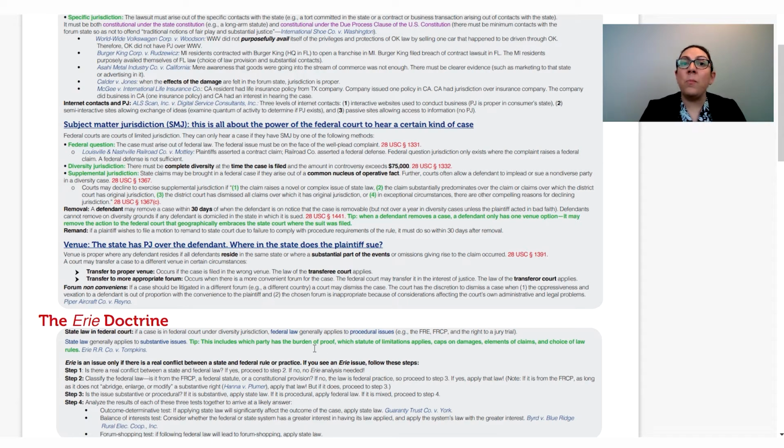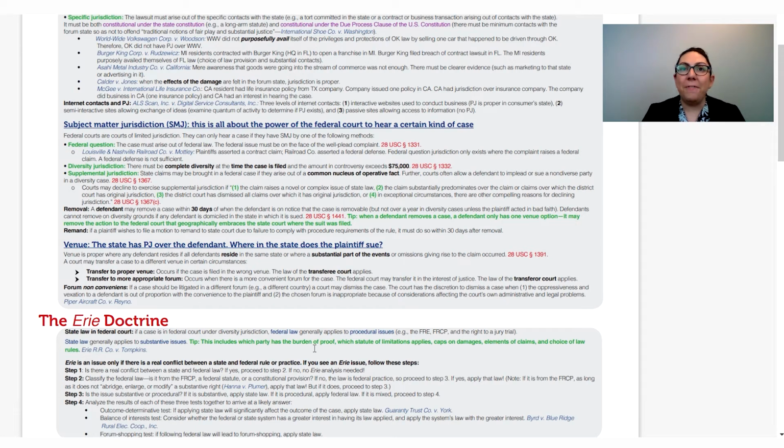And there might be more than one proper venue. Let's say that the defendant lives in the Eastern District, but the events happened in the Western District. That means either one of them is a proper venue. It's entirely possible that you have more than one proper venue, and then it's up to the plaintiff to choose which venue to file in.